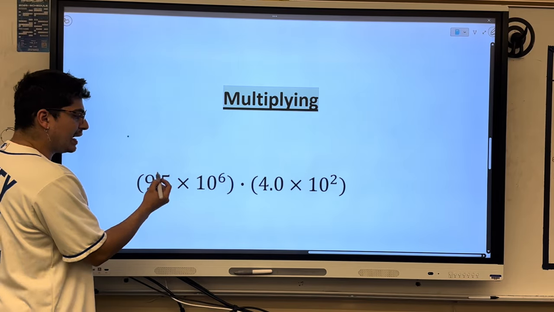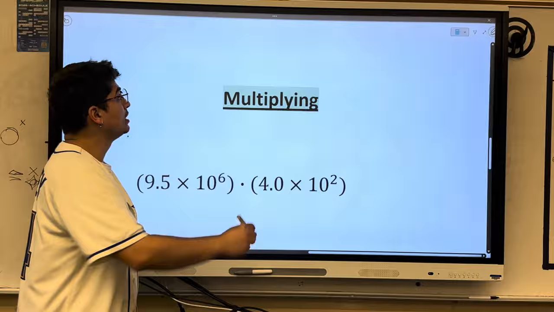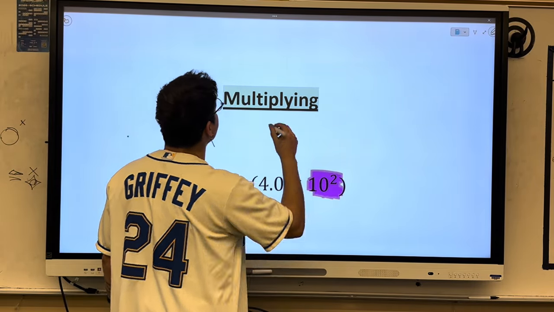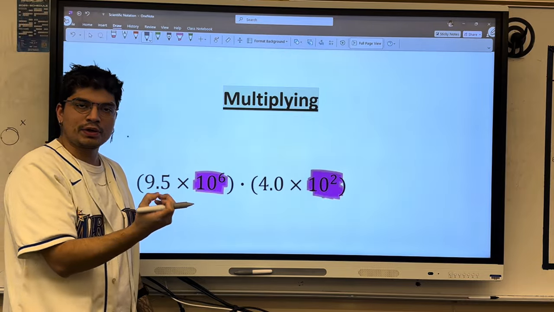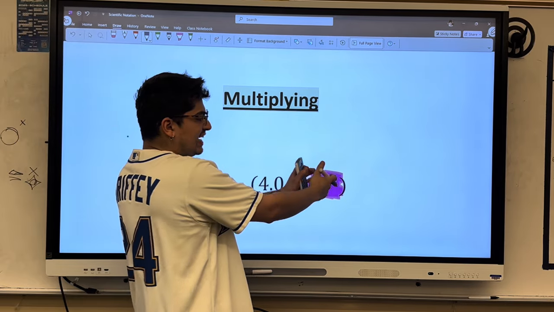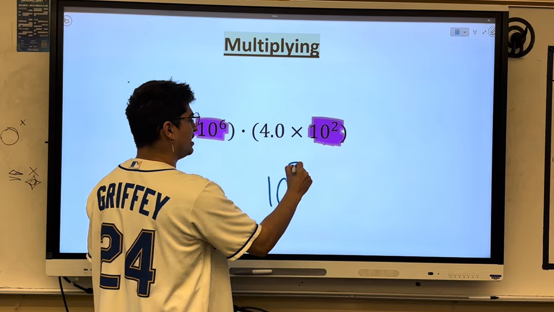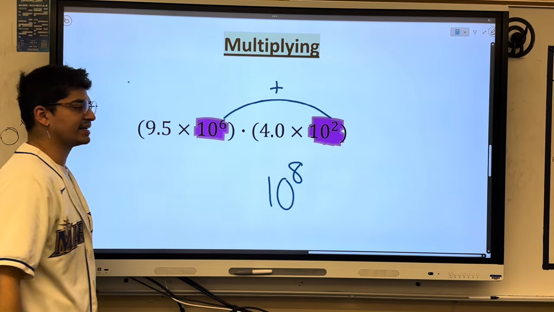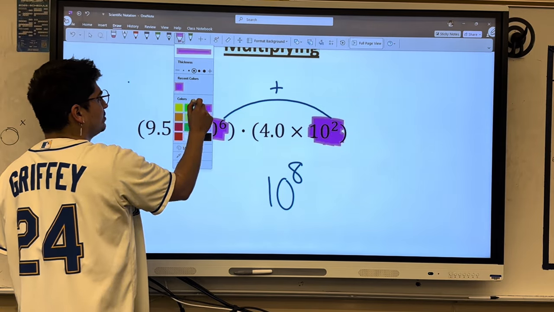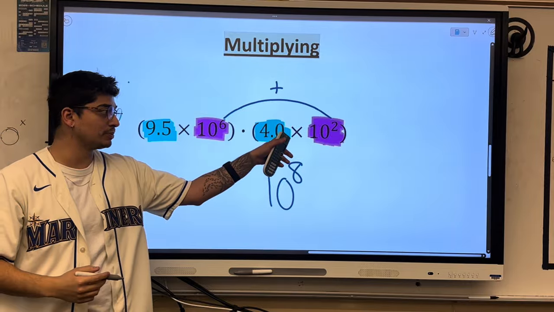What we have here is 9.5 times 10 to the 6th power times 4 times 10 to the 2nd power. What I'm going to focus on right here is what I just showed off. Because it's part of a multiplication sequence, you can just add the exponents together. If you spread everything apart, this would be 10 times 10 times 10 times 10 times 10 times 10, and this would be 10 times 10. Simplified, that tells you it is 10 to the 8th power. So we're adding these together, right? And then the rest is still just a multiplication problem, so you can multiply your constants, or your regular numbers.